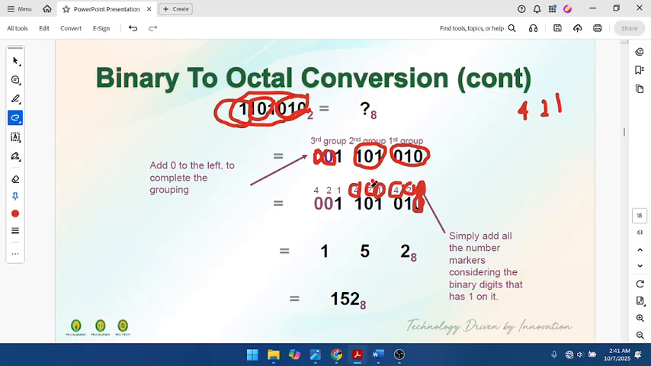So, dito naman, 101. So, there are two ones, from the first place and the third place. So, we have to add it. 1 plus 4, we have 5. Then, for the last one, we have only one 1. We have 1 once. So, only put it here 1. Then you combine it all. So, you have 158 base 8. So, this is how we convert binary to octal conversions.